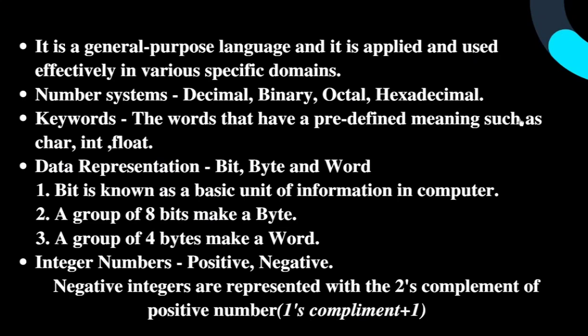So what are integer numbers? They can be positive and negative. Integers are basically a type of data types available in C. These negative integers are represented with 2's complement of positive number, that is 1's complement plus 1. Moving on.